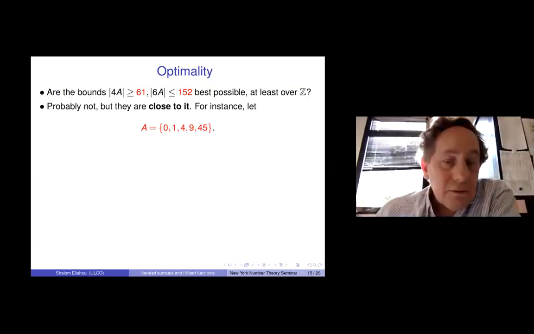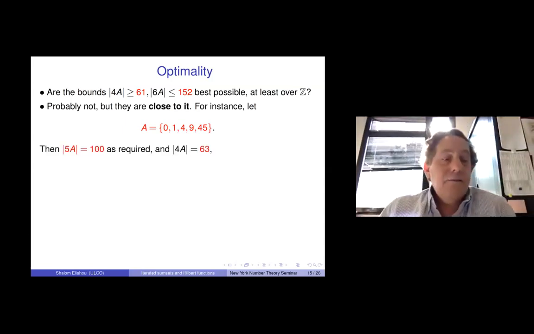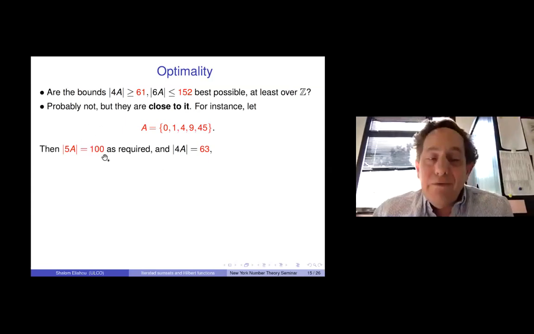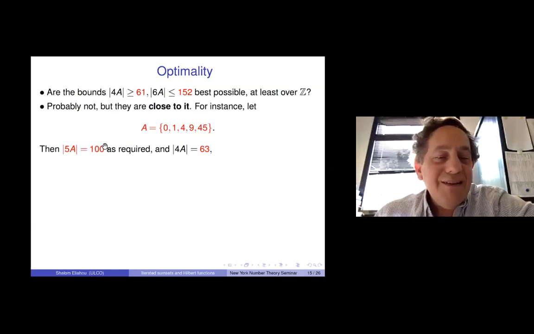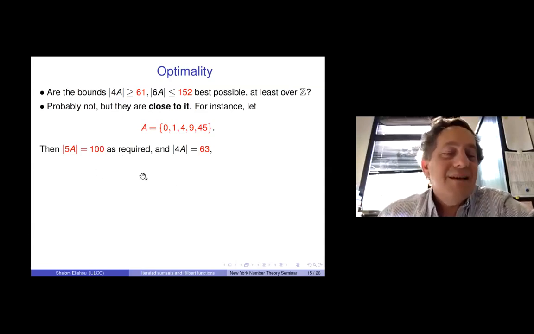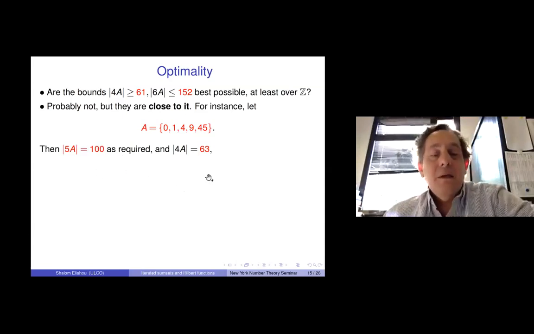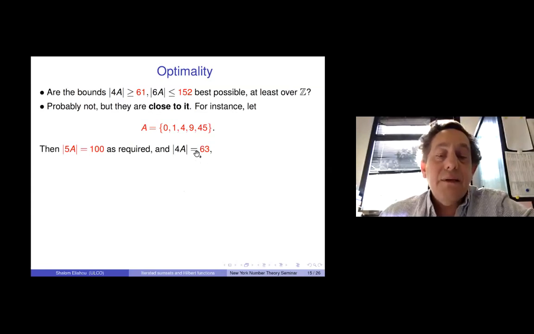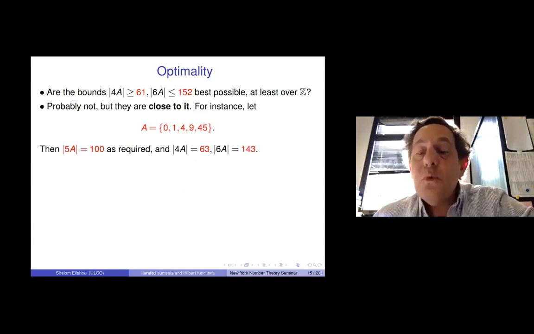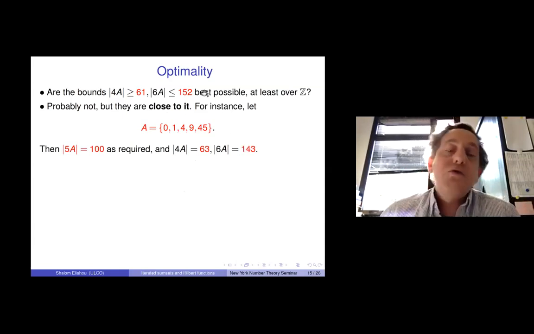So let's do the count. If you take the fifth iterated sumset, I guarantee you will find 100 elements. So this is what was wanted. And 4A, you find, in fact, 63 elements. So this is not bad. This is not very far from 61. And for 6A, we find 143, which is not too far from the upper bound.